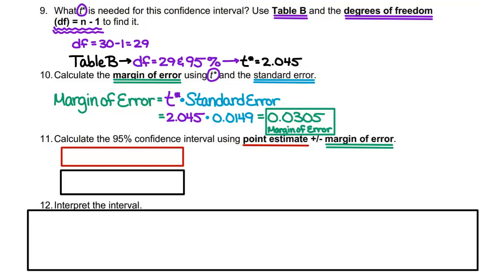So we're going to calculate this 95% confidence interval. Remember, the general formula for a confidence interval is point estimate plus or minus margin of error. What was our point estimate? 11.1921. And our margin of error is 0.0305. So I want you to subtract that to get the lower bound and add that to get the upper bound.